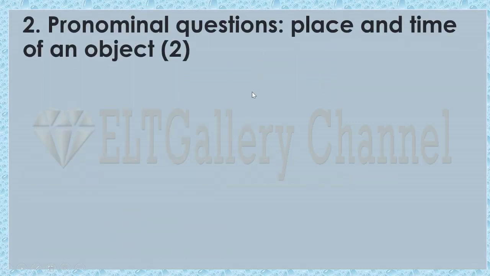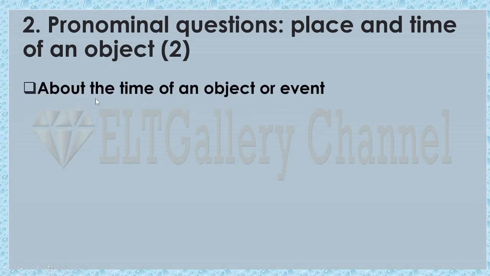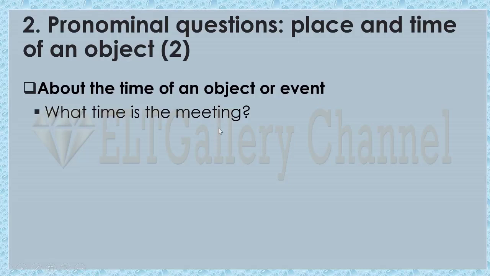And then we also have questions which are similar, asking about time. It's about the time of an object or event. For example, what time is the meeting? The meeting is at 2 o'clock. The meeting is in the morning. What time? So the meeting is at 9 o'clock. When is the trip? The trip is on December 25. Oh, no. The trip is on May 25.